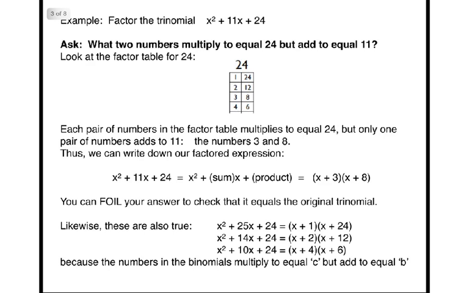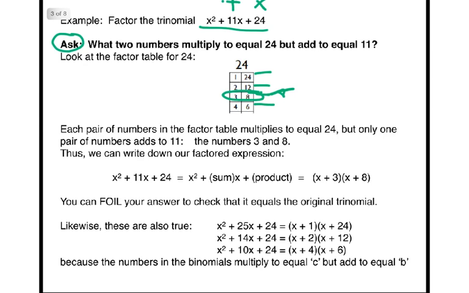Another example, factor the trinomial x squared plus 11x plus 24. Again, always ask the question, what two numbers multiply to equal 24, and maybe put a little multiplication symbol over the 24 to remind you, but add to make 11, and maybe put a little plus sign over the 11 to remind you. So let's look at the factor table for 24. 1 plus 24 is 25, 2 plus 12 is 14, 3 plus 8 is 11, and 4 plus 6 is 10. Therefore, 3 times 8 equals 24, and 3 plus 8 equals 11. We have found our numbers.